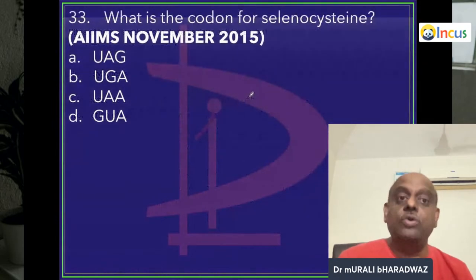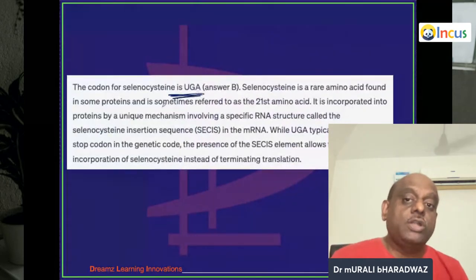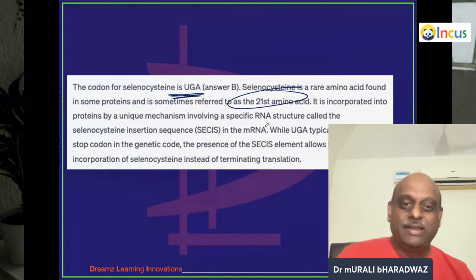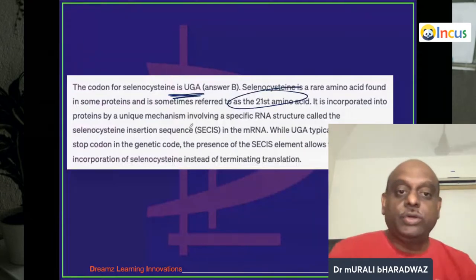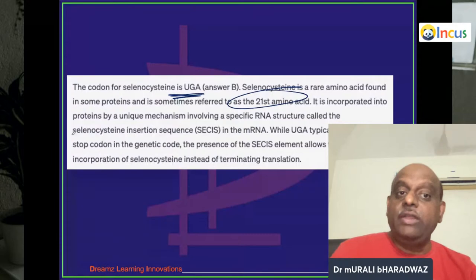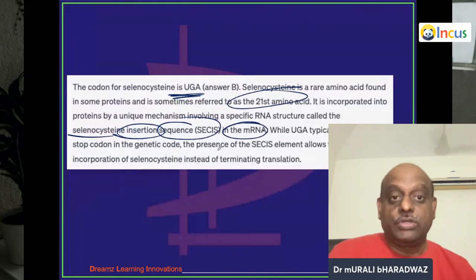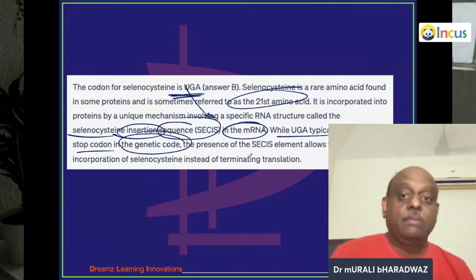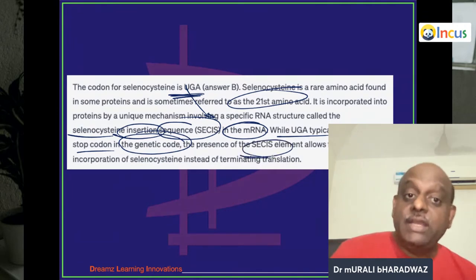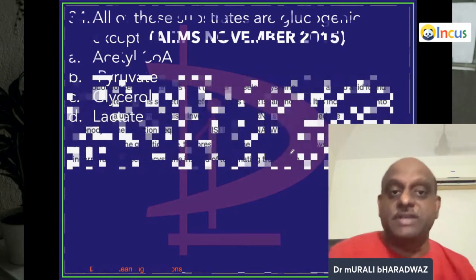Now, what is the codon for selenocysteine? UGA for selenocysteine. Selenocysteine is also called the 21st amino acid. Like you're all 21st century millennial kids, like that. So it has a selenocysteine insertion sequence in mRNA. UGA typically serves as a stop codon in the genetic code, but the presence of the selenocysteine insertion sequence allows the incorporation of selenocysteine instead of terminating the translation.